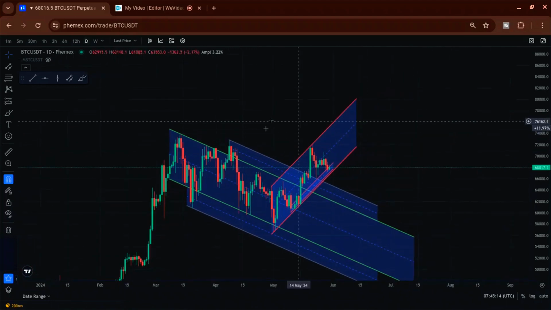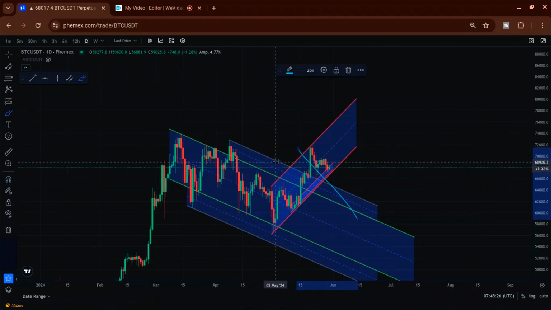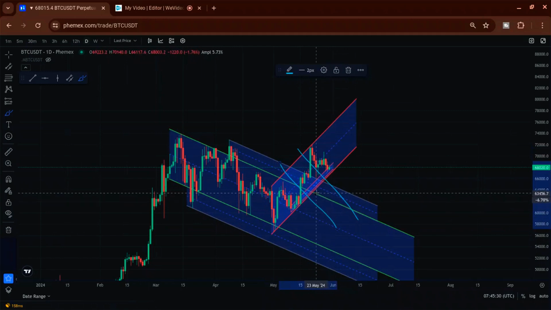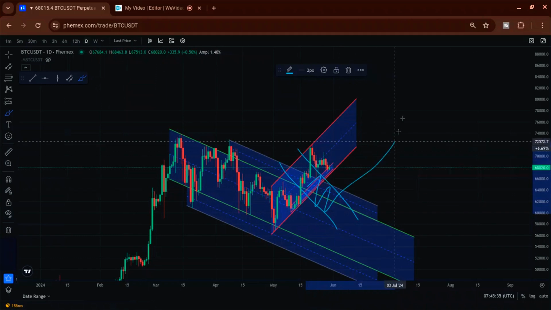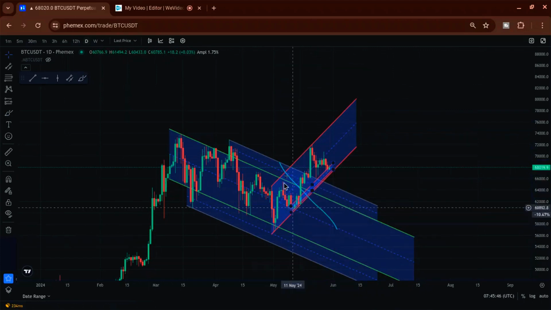A few videos back, I talked about watching out for a big green parallel channel to form, something along these lines, right? Because that's a bullish pattern, and I was saying watch out for this to form. But it's actually the opposite, and that has me a bit worried that there could be a major dump coming.